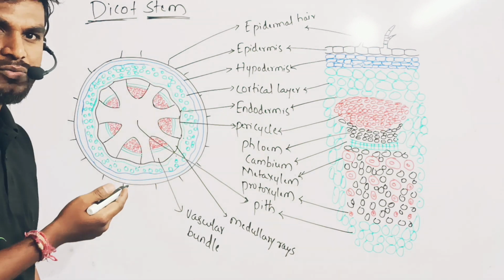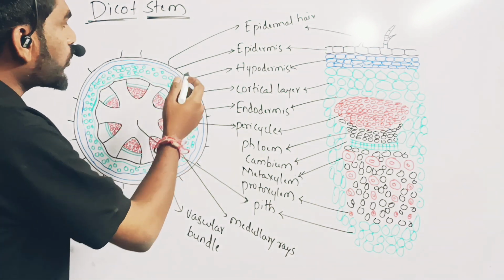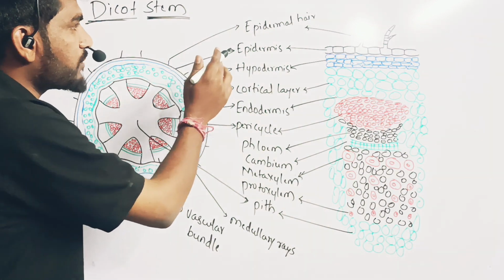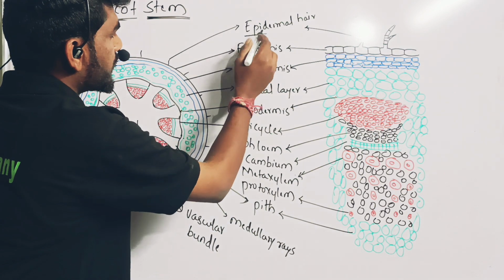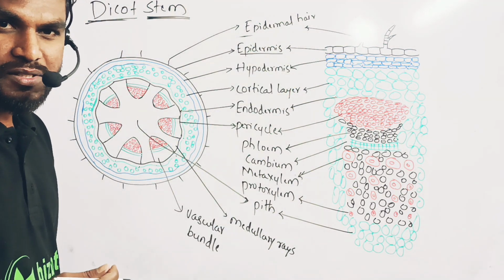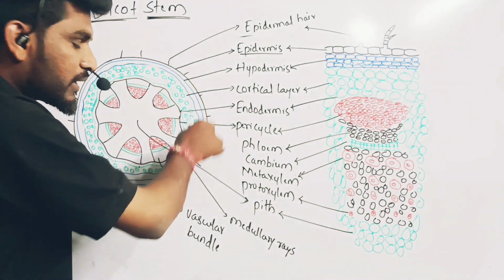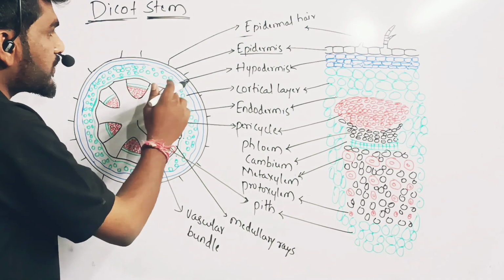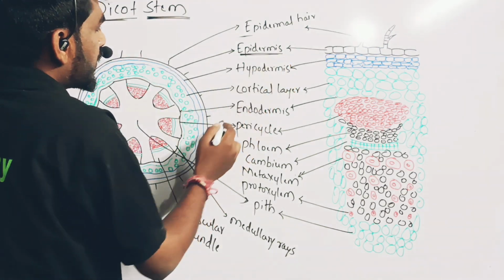When we take a transverse section of a dicot stem, we get structures like this. What does it usually consist of? Here, the outermost layer of the dicot stem, we call it the epidermis. Epi means above, dermis means skin. The outermost layer of the stem we are calling the epidermis.